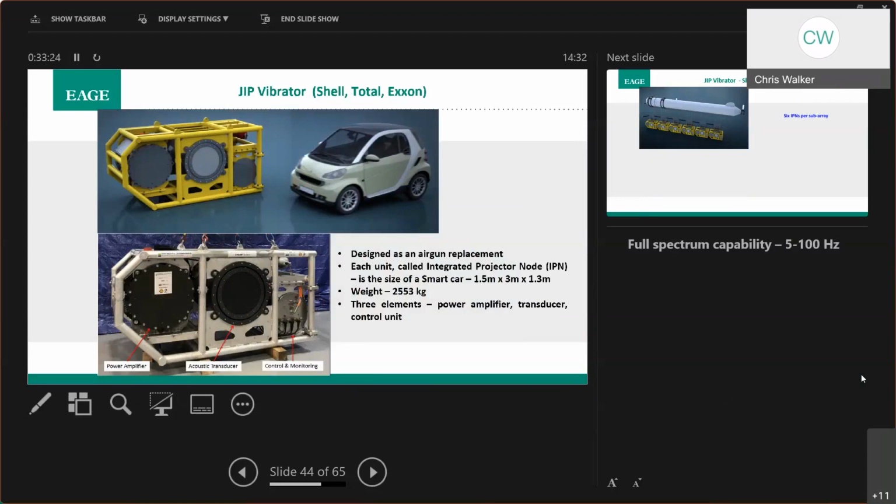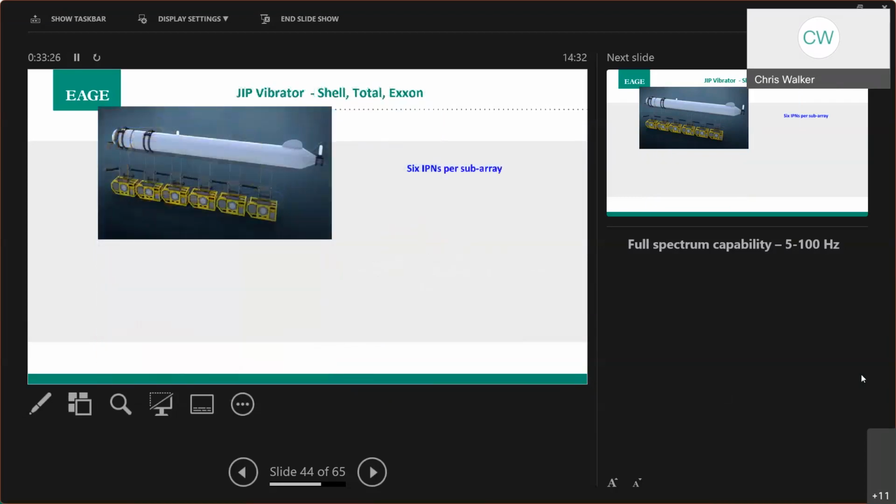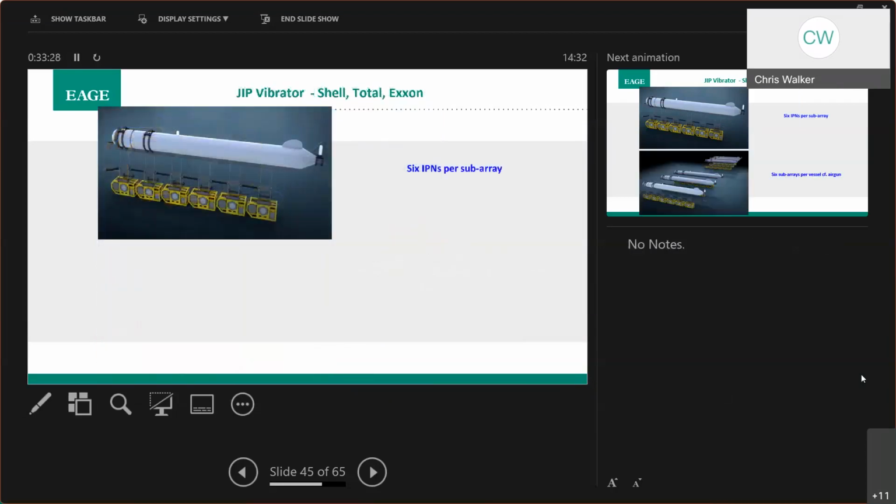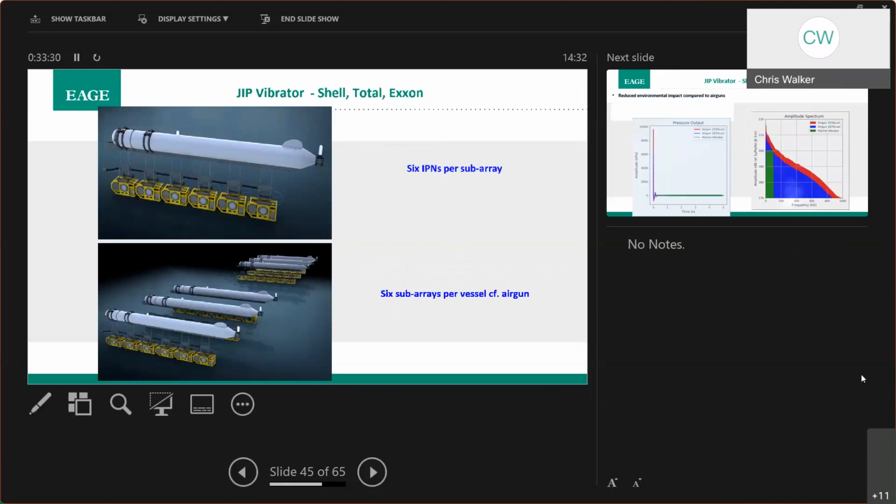And the intent here, next slide please, is to have 6 of these towed below a subarray. So each IPN replaces a conventional airgun, and we have 6 IPNs per subarray, and so you end up with something like 36 of these on a conventional dual source or 6-string operation.